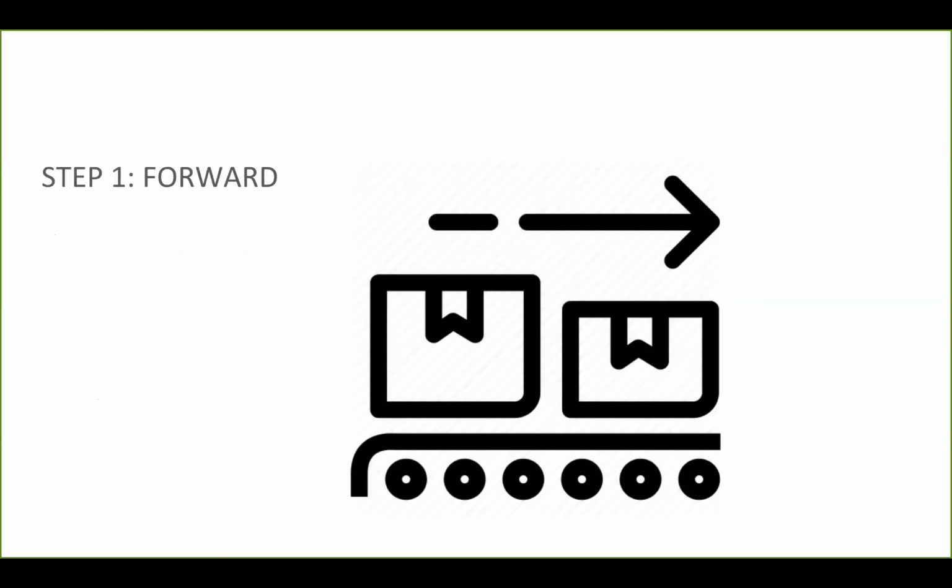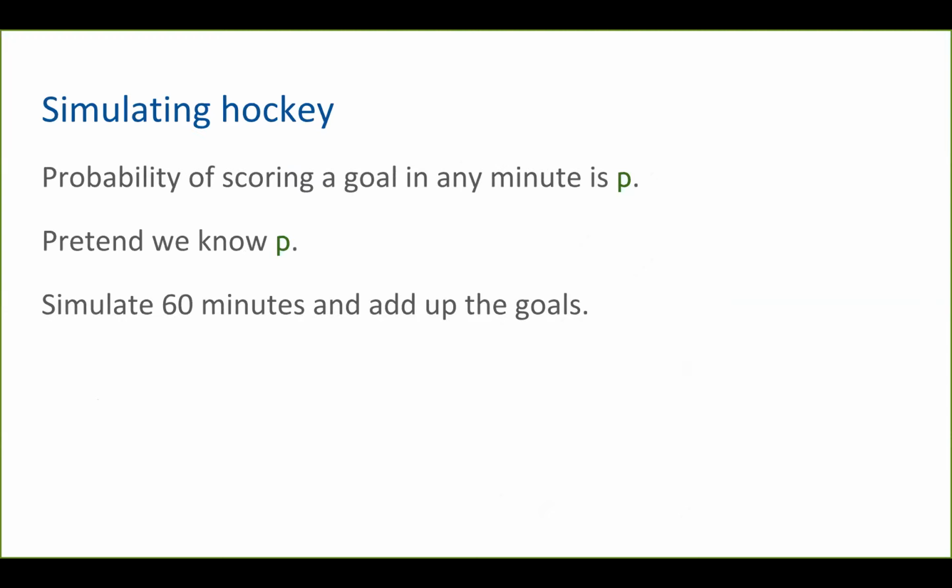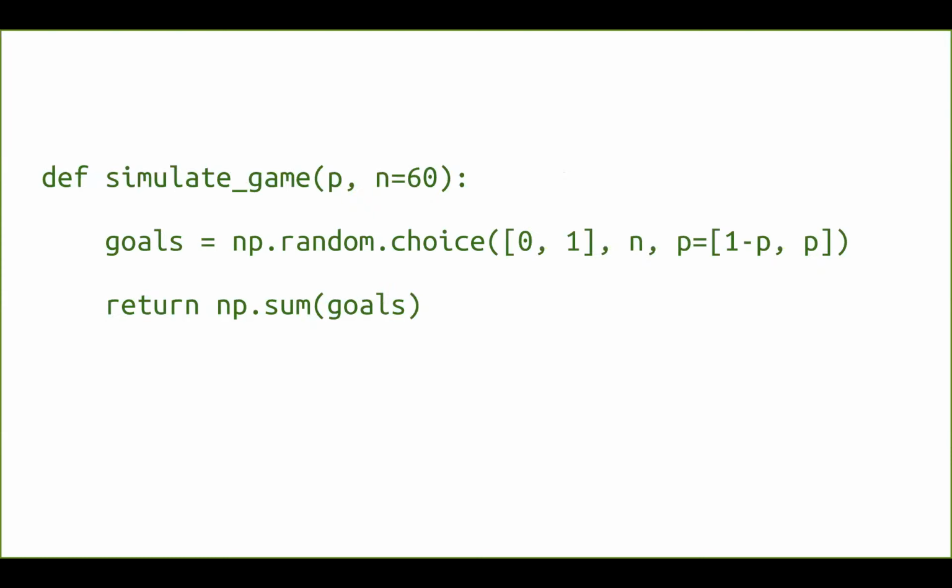Okay, first step, running forward, I'm going to simulate a hockey game. So let's assume that the probability of scoring a goal during any minute of the game is p. And as a modeling simplification, I'm going to say that we either score a goal or don't. It's not possible to score more than one goal during any particular minute. And I'm also going to assume for now that we know the probability of scoring a goal during any minute. So I'm going to simulate a 60-minute regulation play of a hockey game.